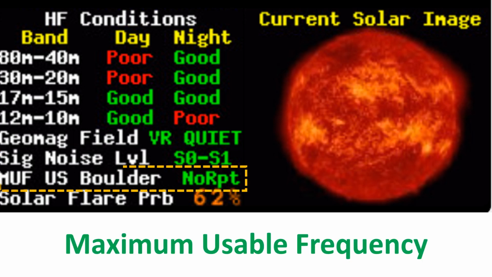Maximum usable frequency is an NOAA reported value from 0 to 100 MHz. It gives the maximum usable frequency in megahertz at one of 11 locations worldwide, and the data is updated once in 15 minutes. Solar flare probability within the next 24 hours is expressed in percentage from 0 to 100%, and the data is from the University of Bradford, updated every hour.